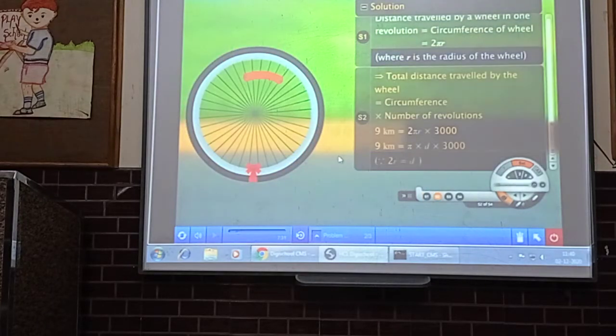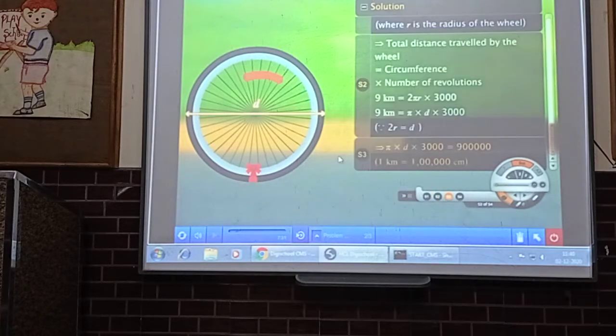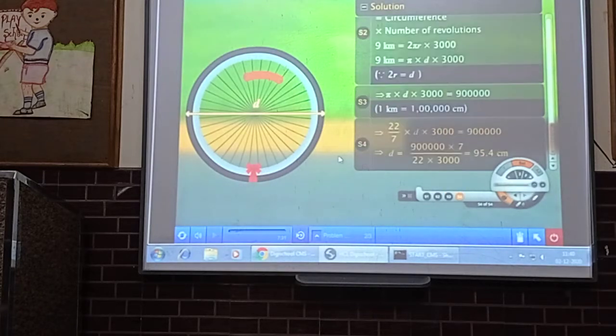We've seen that the distance traveled in one revolution is equal to the circumference of the circle. Therefore, the total distance traveled by the bicycle is equal to the product of the circumference and the total number of revolutions. Note that the diameter of the wheel is twice the radius. Therefore, we substitute 2 times r with d. Since we have to calculate the diameter in centimeters, let's convert 9 kilometers into centimeters. Then we simplify and thus find the diameter of the bicycle wheel.